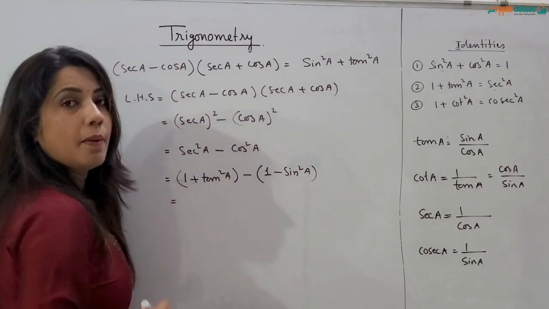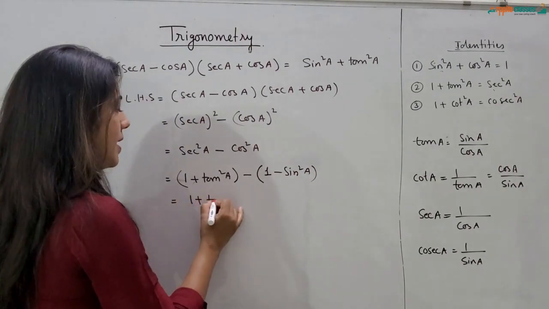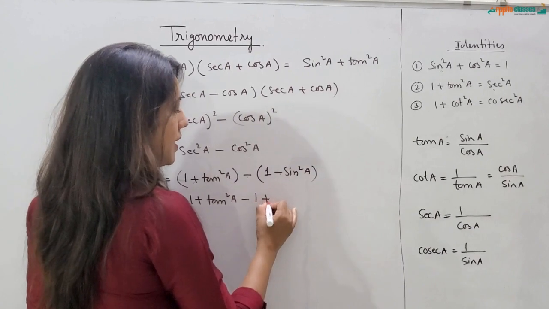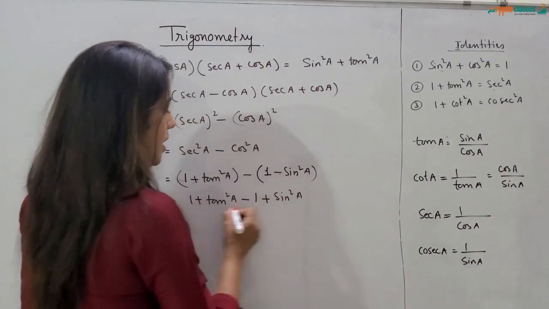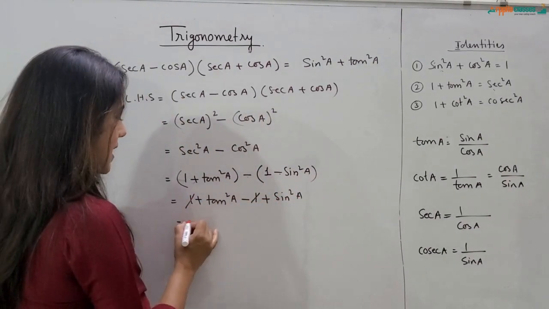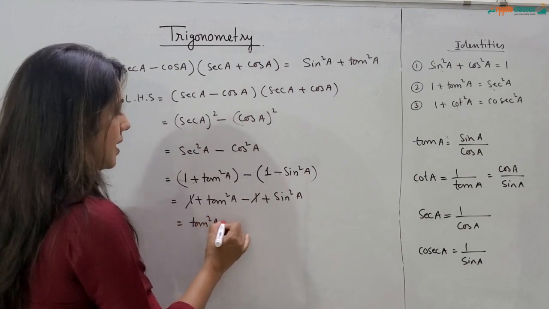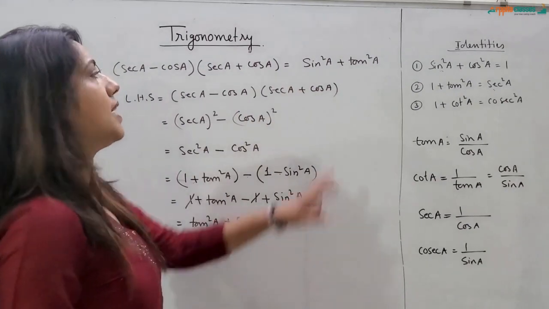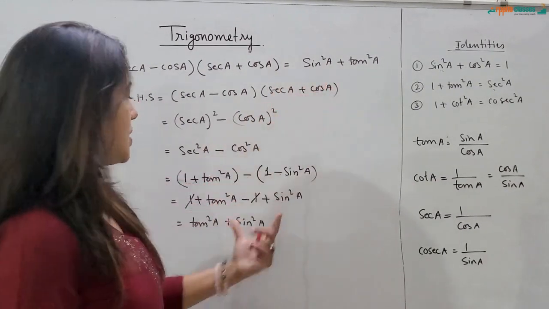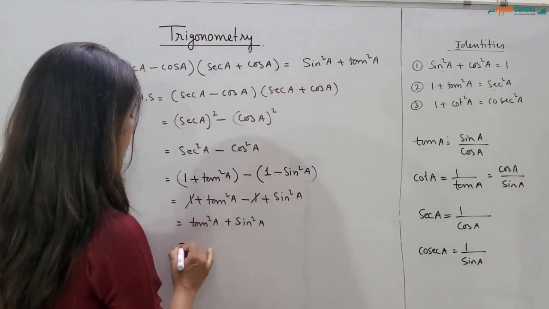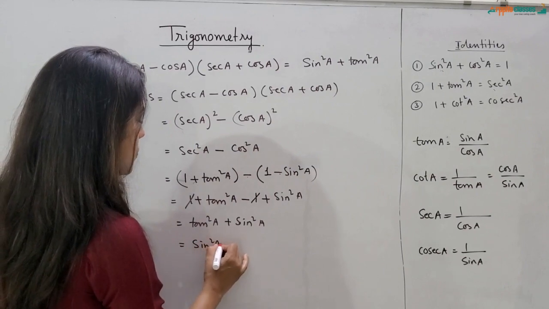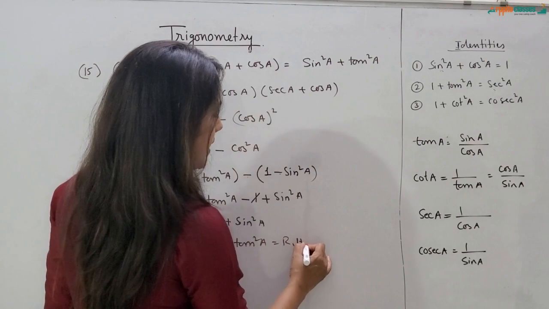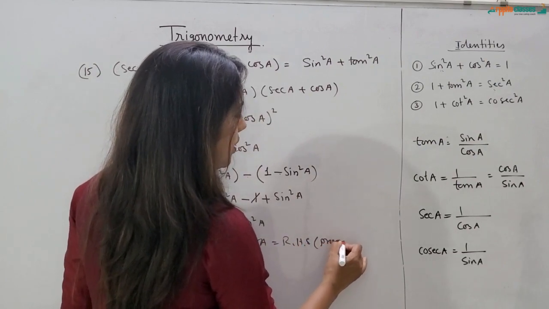Now let us remove the brackets. It will be 1 plus tan square A minus 1 and minus into minus plus sin square A. So plus 1 and minus 1 gets cancelled, and finally we get tan square A plus sin square A. Look at the right hand side, we already got it. Now we can just write it the way it is given in the right hand side. So sin square A we should write first and then plus tan square A. This is equal to the right hand side, and it is proved.